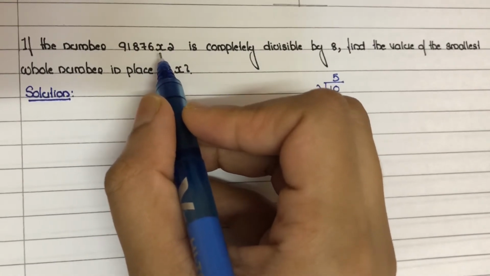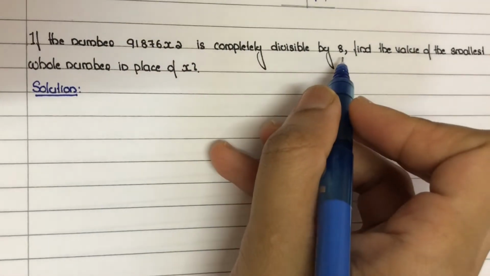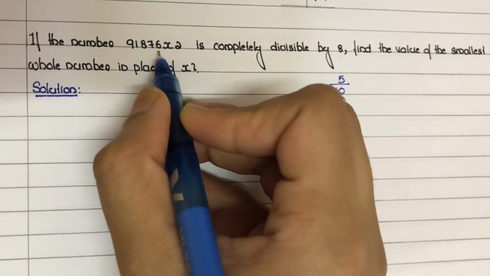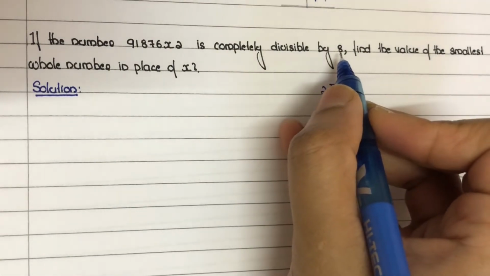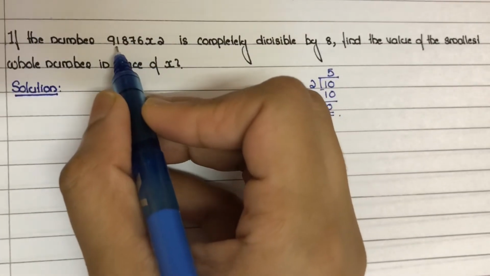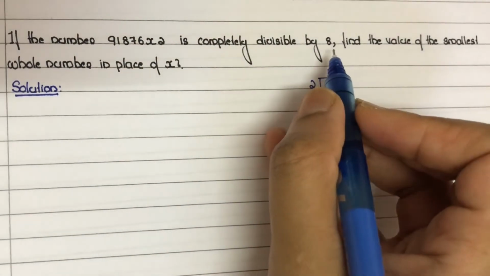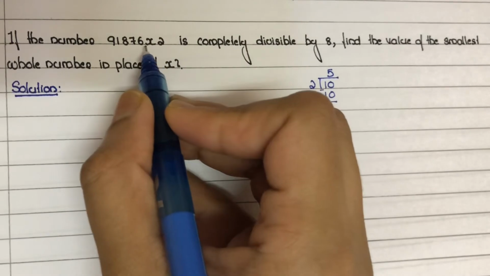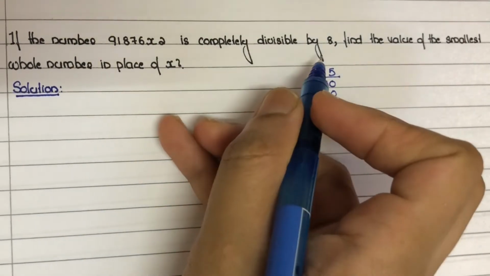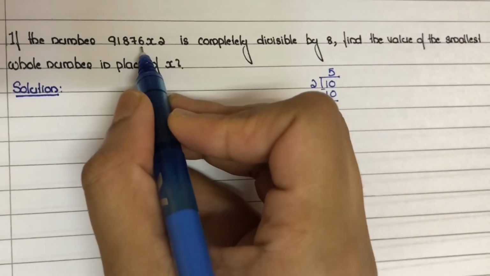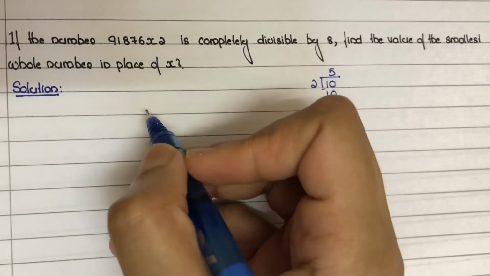And the condition is for a number to be divisible by 8, the last 3 digits of the number must be divisible by 8. That is, if this number is completely divisible by 8, the last 3 digits, that is 6x2, must be divisible by 8. That is, when you divide 6x2 by 8, the remainder should be 0.